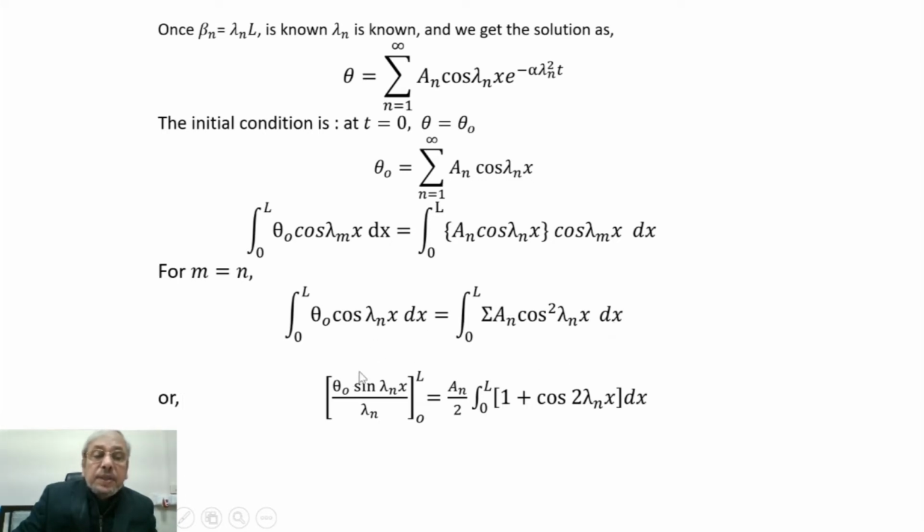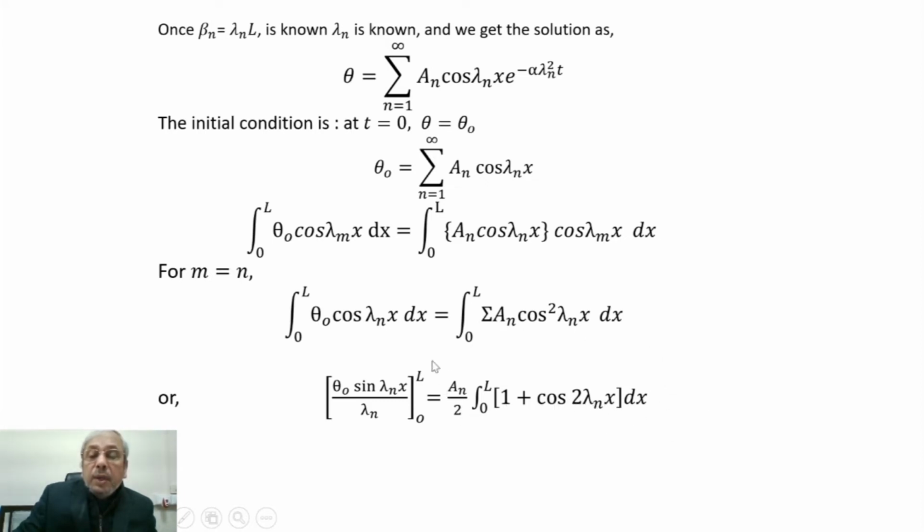We perform this integral: theta naught sin lambda n x by lambda n, upper limit L, lower limit 0, equal to a n by 2 into integral 0 to L of cos square lambda n x, which is basically 1 plus cos 2 lambda n x by 2.